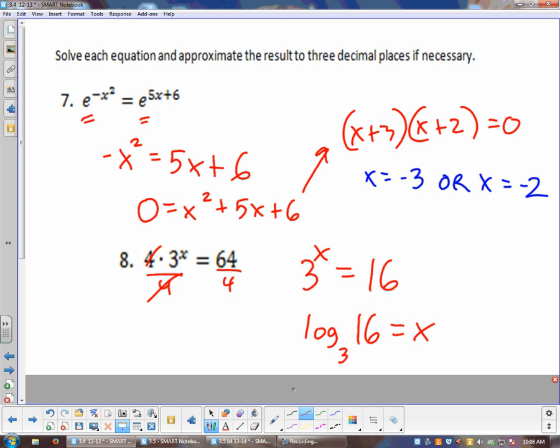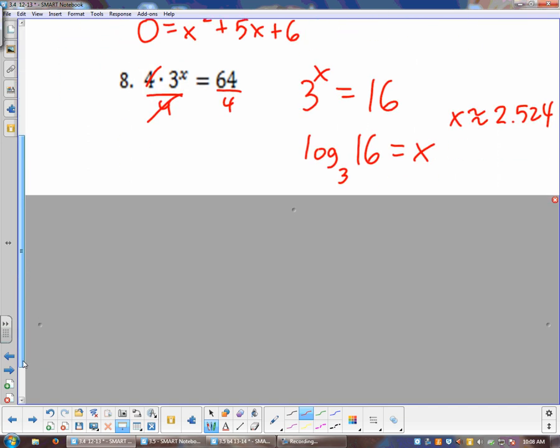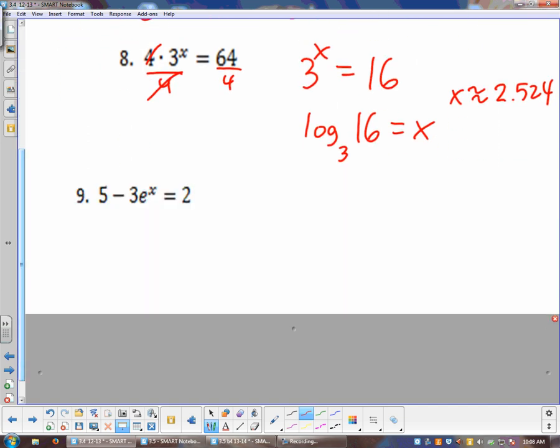What's our decimal approximation to 3 decimal places? x would be 2.524. Are we okay with this? All right, I'm going to leave you with number 9. You'll be able to do that one, I think.